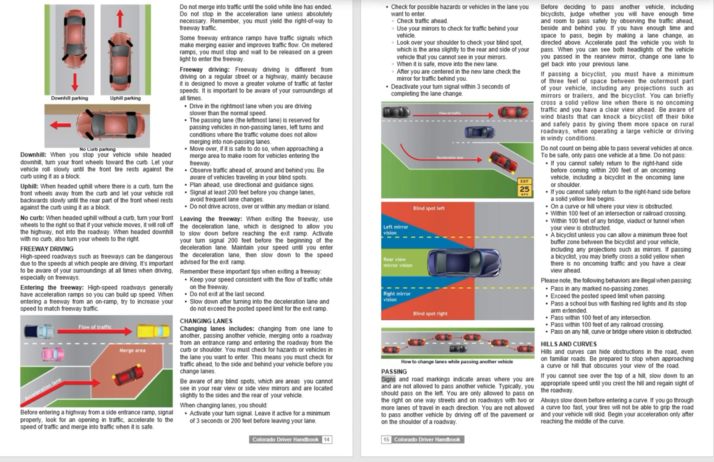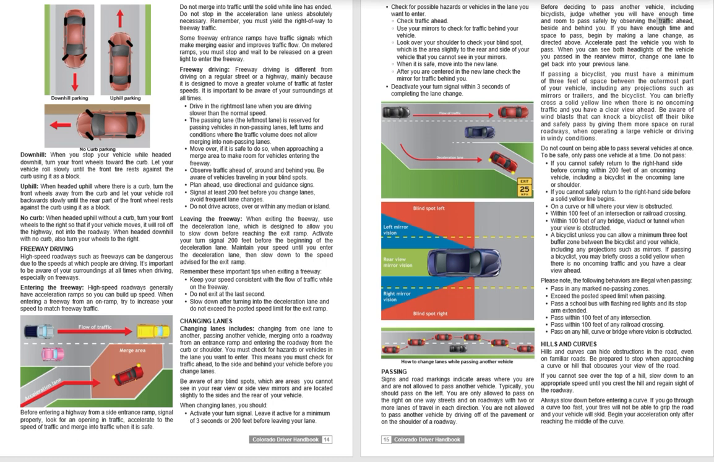Passing. Signs and road markings indicate areas where you are and are not allowed to pass another vehicle. Typically, you should pass on the left. You are only allowed to pass on the right on one-way streets and on roadways with two or more lanes of travel in each direction. You are not allowed to pass another vehicle by driving off of the pavement or on the shoulder of a roadway.